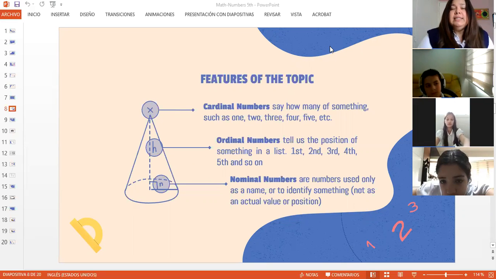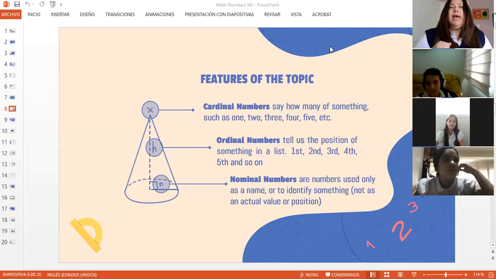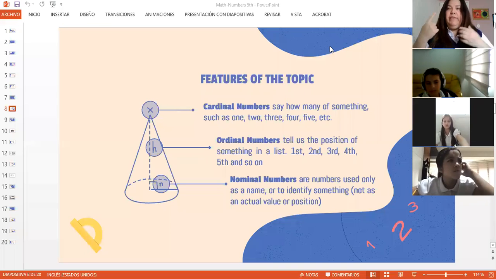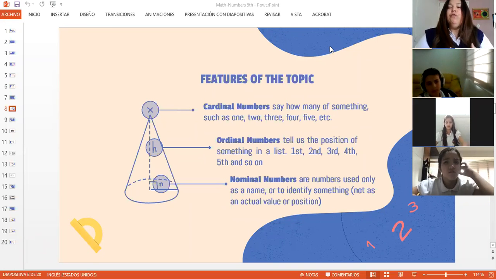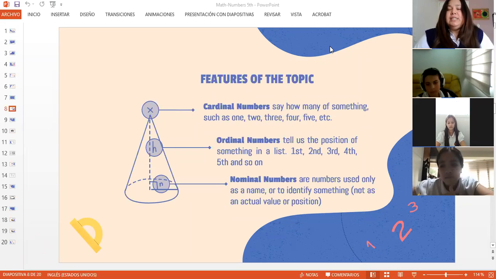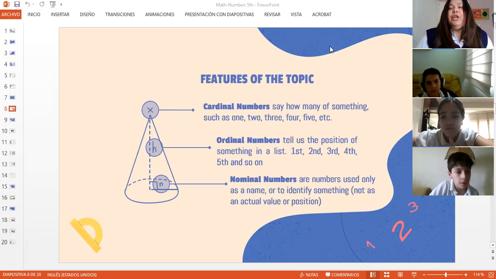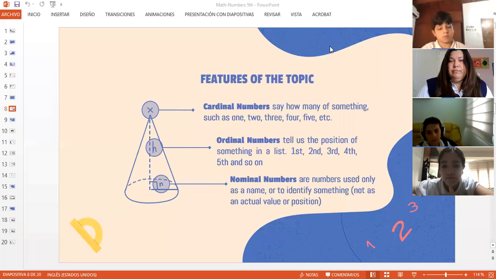Ordinal numbers tell us the position of something in a list. So we can have first, if it's number 1, second, third, fourth, fifth, and so on. And we have something else called nominal numbers, which is just the name of the number itself, the name of the numeral.